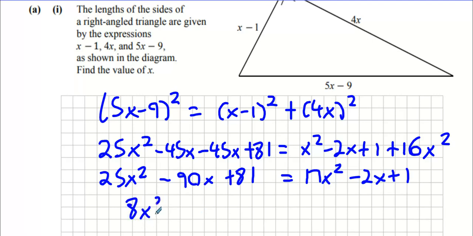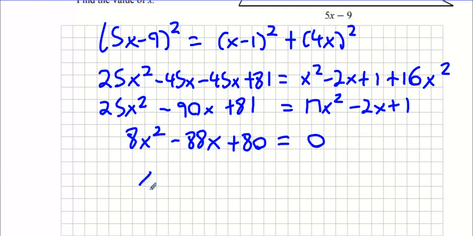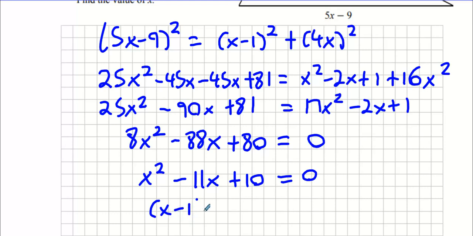So 8x squared minus 88x plus 80. Would you agree everything's divisible by 8? So I think I might turn that into x squared minus 11x plus 10. Yeah, lads, this would be a Junior Cert question and it'd be fair game. Occasionally they gift you some marks, you know. It's nice when that happens.